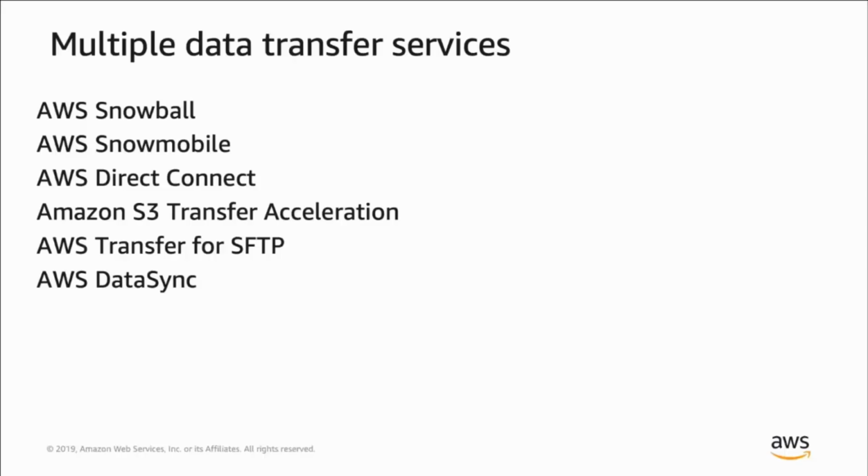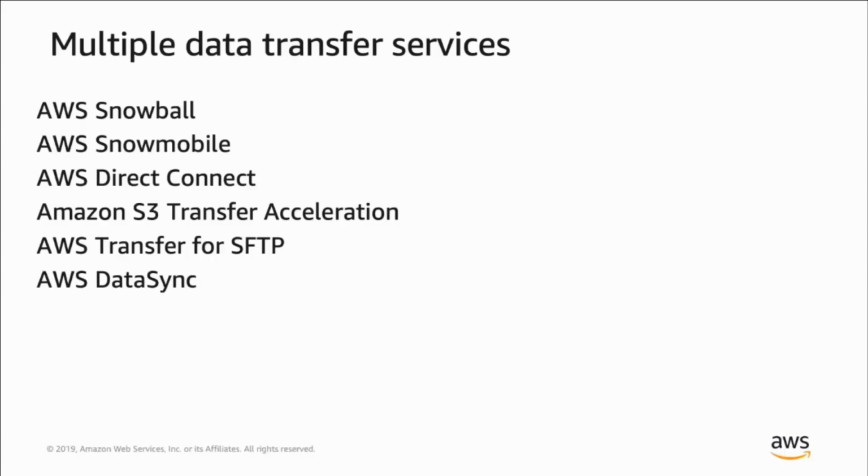We also have over-the-wire options like Direct Connect, which is like your own private data pipe into AWS. S3 Transfer Acceleration, which is a unique way to make the internet go up to 500% faster. AWS Transfer for SFTP, if your preference is to use SFTP. And DataSync to automate moving data between on-premises storage and S3.